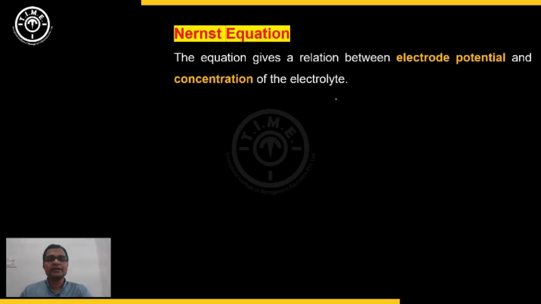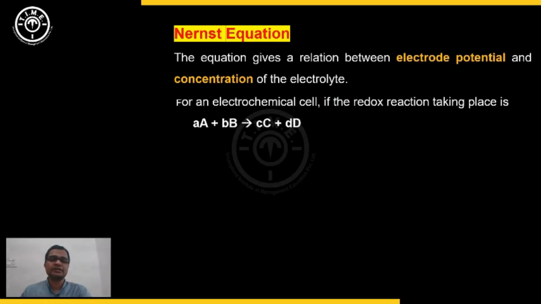In an electrochemical cell, a redox reaction can take place. Here I have taken a redox reaction. Assume it is a redox reaction. A and B react with each other and produce C and D. A and B are reactants, C and D are products. So before applying the Nernst equation to this reaction, we should know what the Nernst equation is.